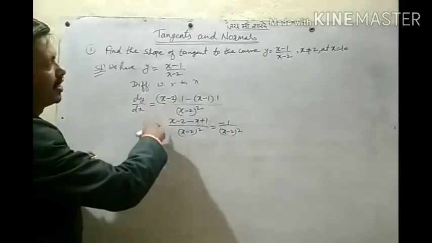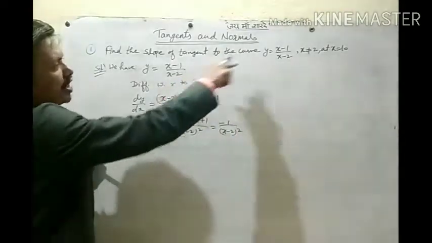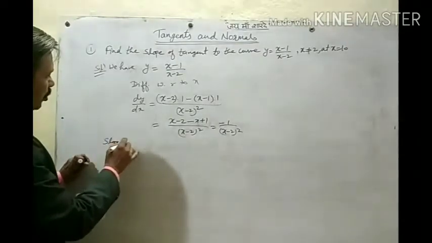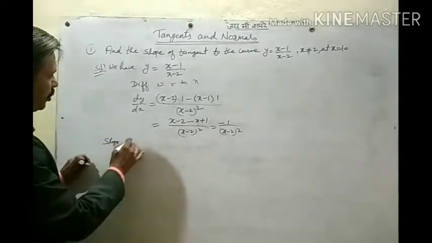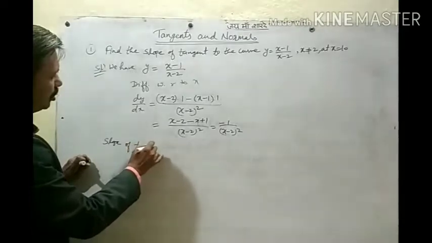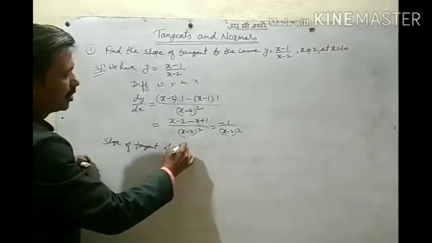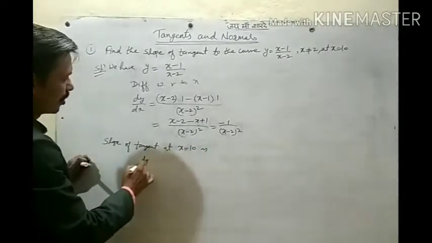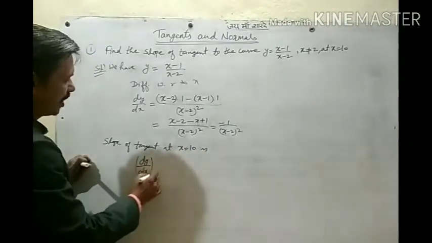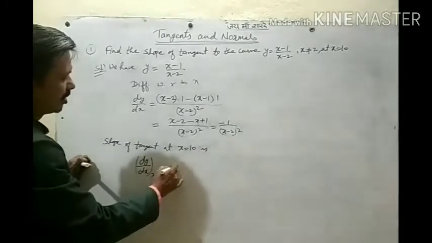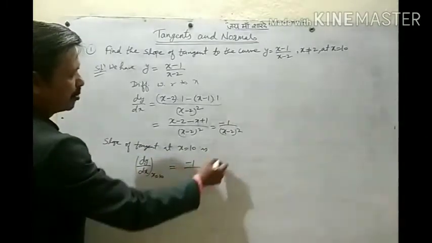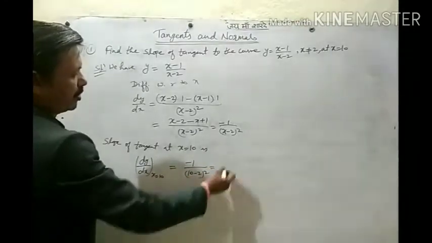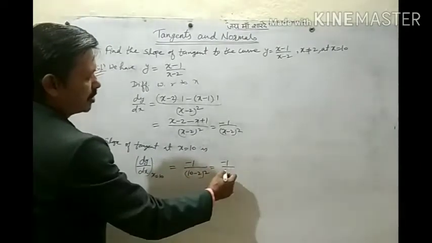Now we need slope of tangent at point x equal to 10. So slope of tangent at x equal to 10 is value of dy by dx at x equal to 10, means minus 1 upon, replace x by 10, so minus 1 upon 8 square, 64.